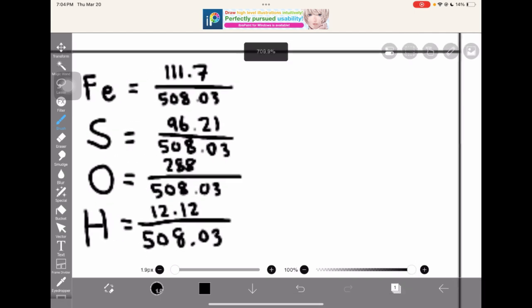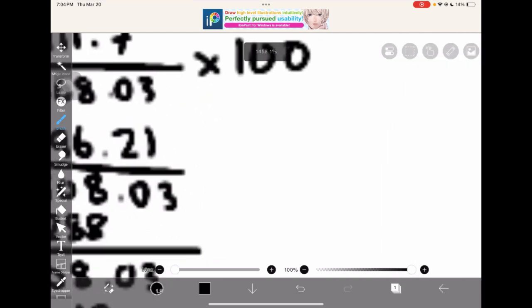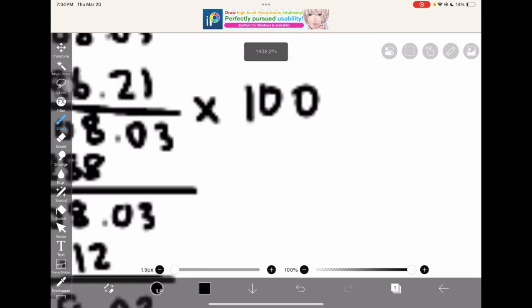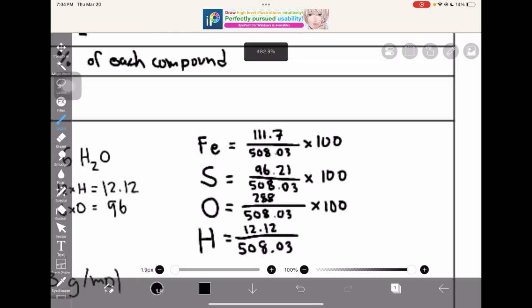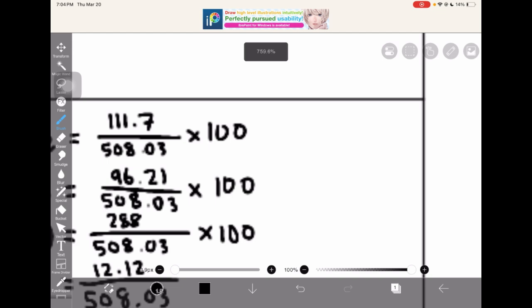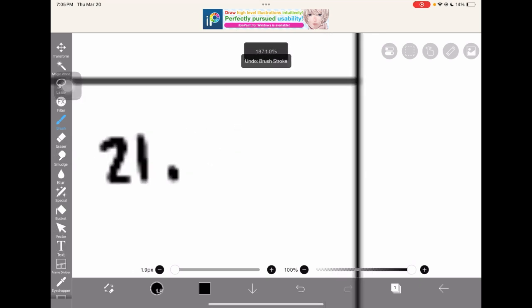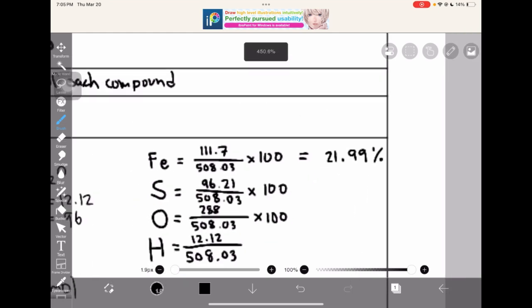Then we just put each of these into our calculator. Make sure to times these by 100, by the way, all of it. So for the first one, we have 111.7 over 508.03. That's times 100. And after rounding off, we get about 21.99% for iron.